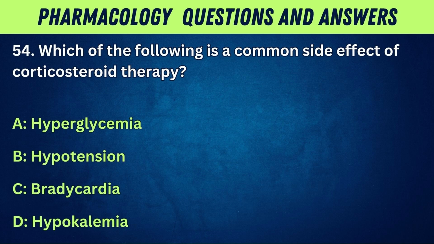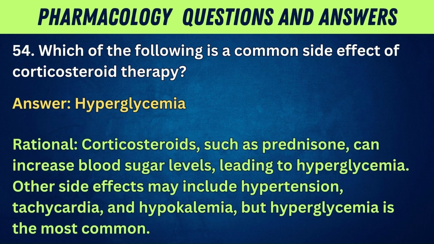54. Which of the following is a common side effect of corticosteroid therapy? A. Hyperglycemia. B. Hypotension. C. Bradycardia. D. Hypokalemia. Answer: hyperglycemia. Rationale: corticosteroids such as prednisone can increase blood sugar levels, leading to hyperglycemia. Other side effects may include hypertension, tachycardia, and hypokalemia, but hyperglycemia is the most common.